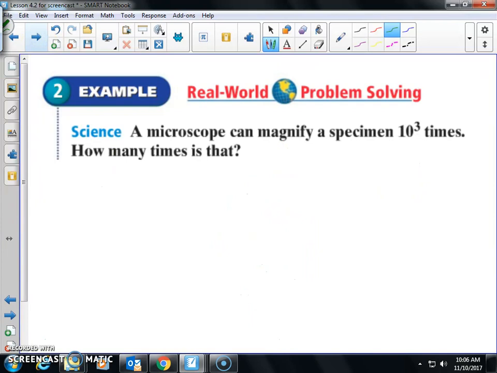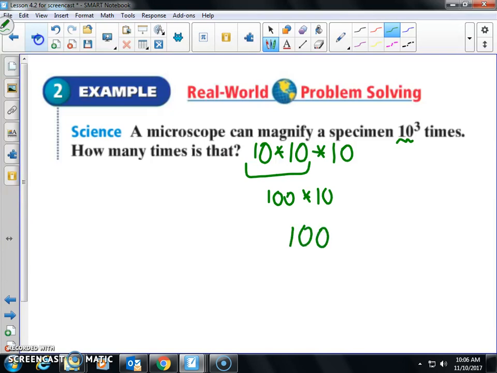This example says a microscope can magnify a specimen 10 to the third times. They want to know how many times that is. Well, I know that means 10 written down 3 times. Use the base of 10 and write it 3 times. Now I got to multiply it out. I get 100 times 10. So my answer is 1,000.